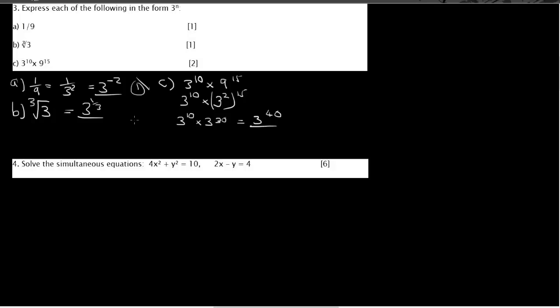So we get 1 for that, 1 for that, and 2 for that. Gives us 4 in all.